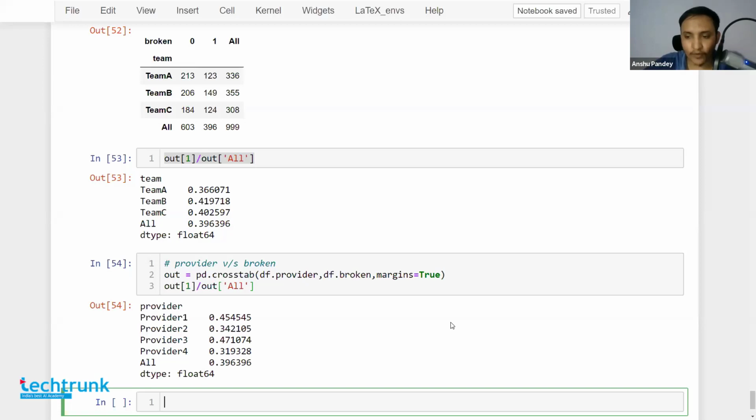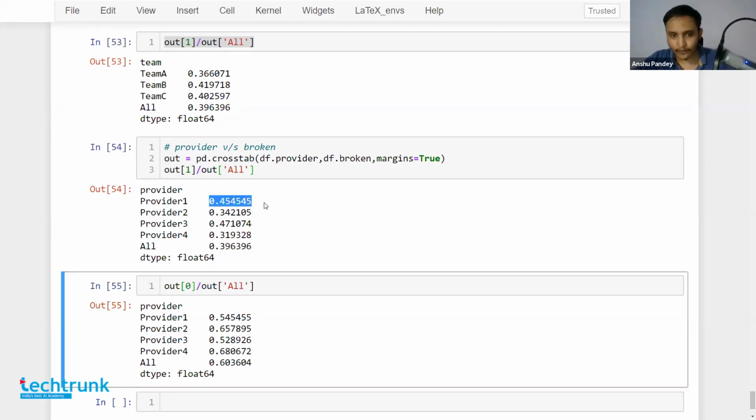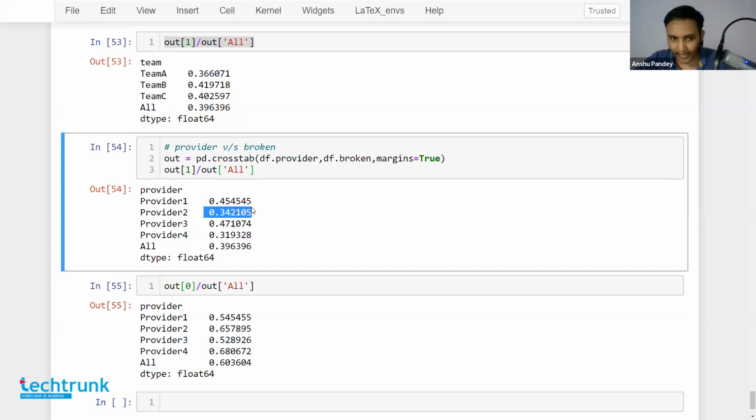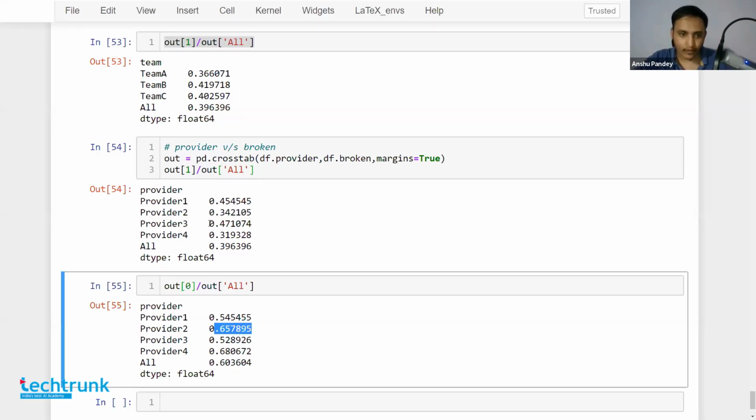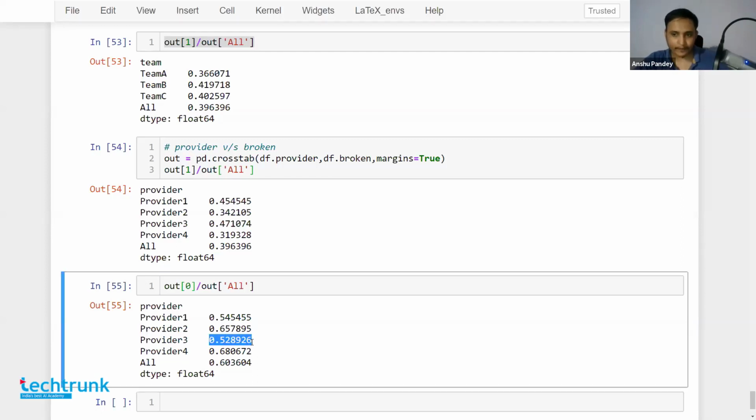The sum should be one, right? This is the percentage out of the total machines, so the sum of machines which are damaged and not damaged should be one. For example, if I look at the same thing here, the sum of this and this should be one. The sum of damaged from provider 2 and not damaged from provider 2 should be one. Damaged from provider 3 and not damaged from provider 3 should be one, like that.